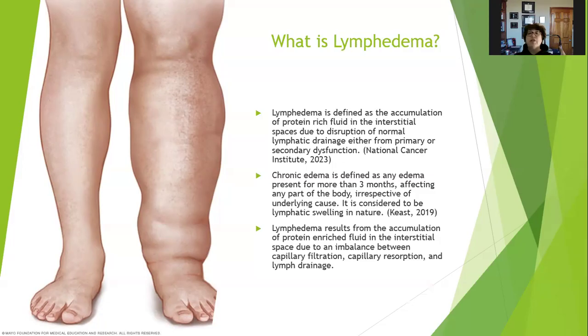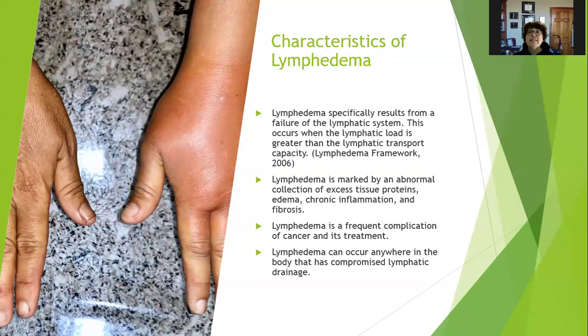Lymphedema results from the accumulation of that protein-rich fluid in the interstitial space due to an imbalance between capillary filtration, capillary resorption, and lymph drainage. So remember, those all work together. Hydrostatic pressure, osmotic pressure, they all have to work together to maintain homeostasis. And fluid balance is part of homeostasis. So lymphedema specifically results from a failure of the lymphatic system on some level. The lymphatic load is greater than the lymphatic transport capacity. So it's like too many cars on the highway, too much fluid in the system.